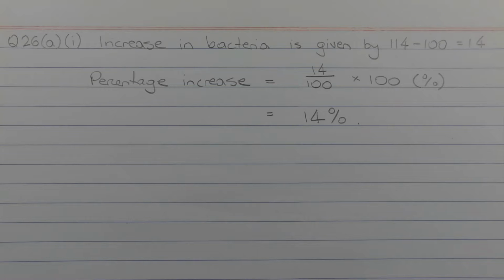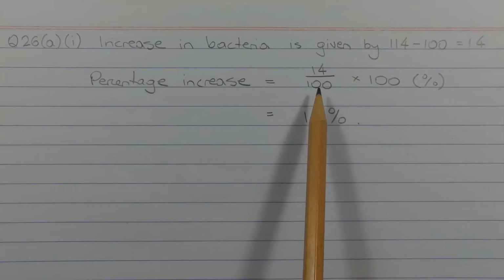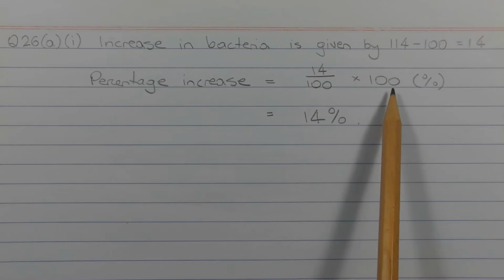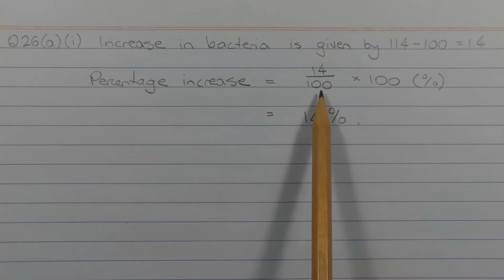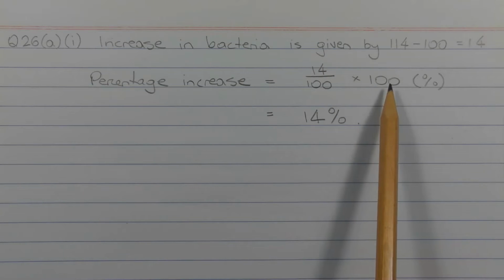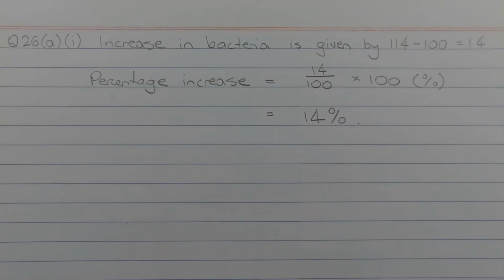The next step is to determine the percentage increase. And that is found by taking the increase in bacteria that we just found, which is 14, and dividing it by the original number of bacteria, which is 100. And then we times that by 100 to convert it into a percentage. So 14 over 100 multiplied by 100, then we add the percentage symbol at the end, equals 14%.